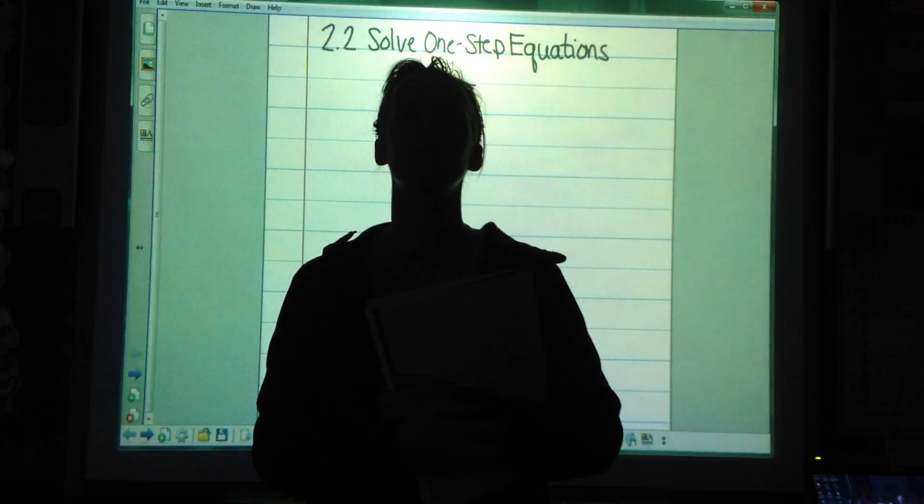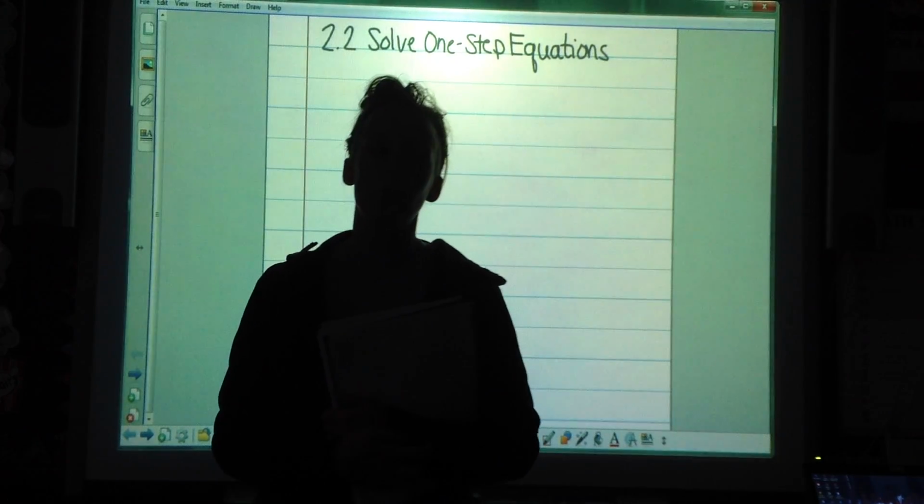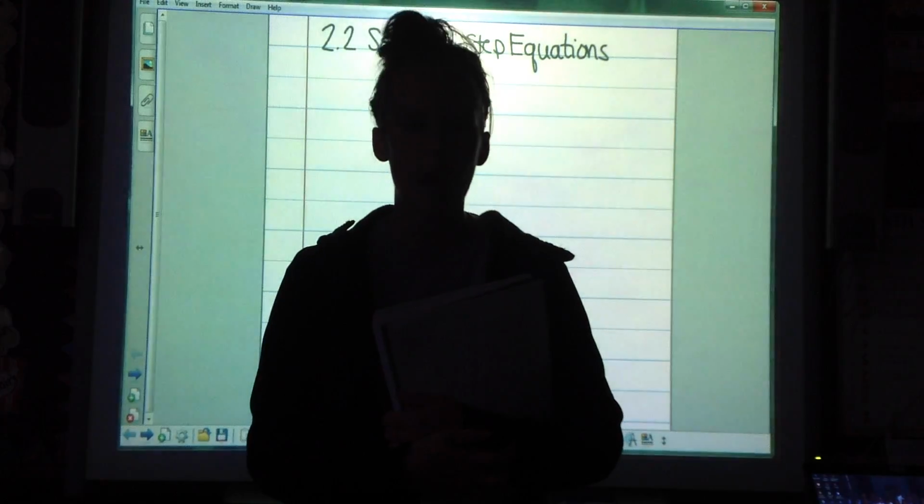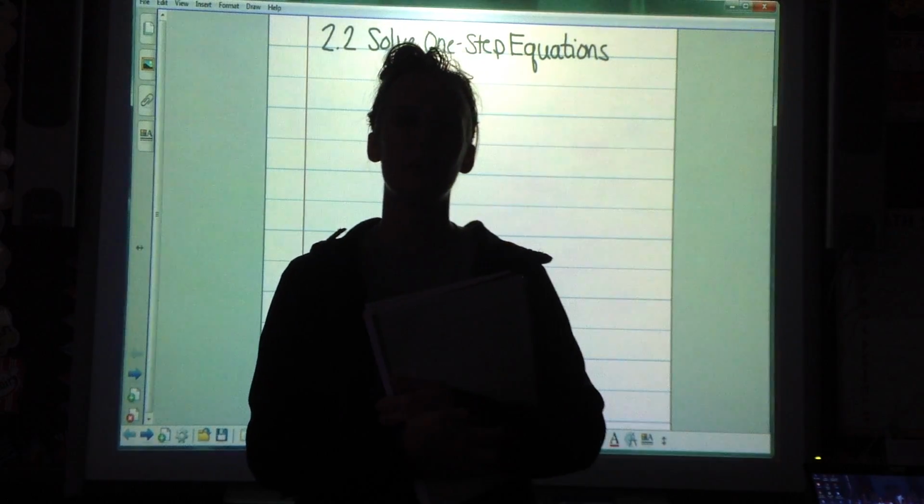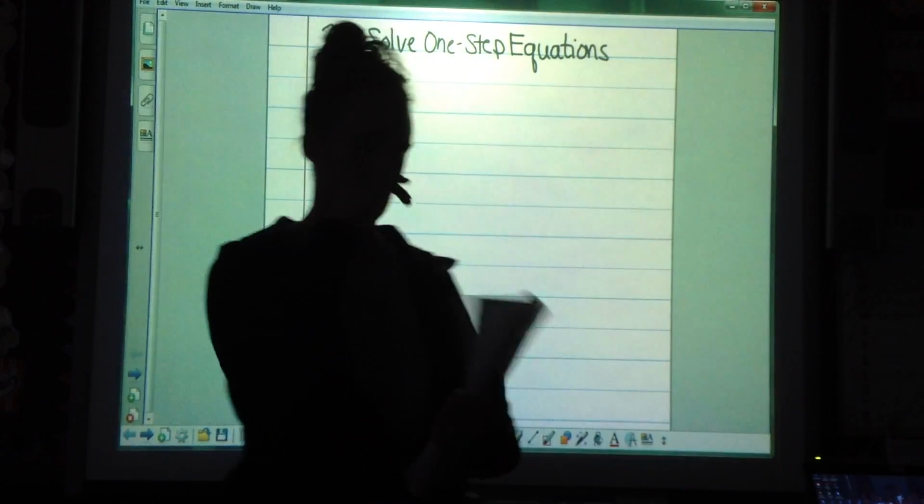To solve one-step equations, you're going to be using inverse operations. Inverse operations is like opposite operations. For example, if they're adding, you're going to do the inverse operation, subtract, to bring that quantity to the other side. Or if you're multiplying, you're going to divide, and vice versa.